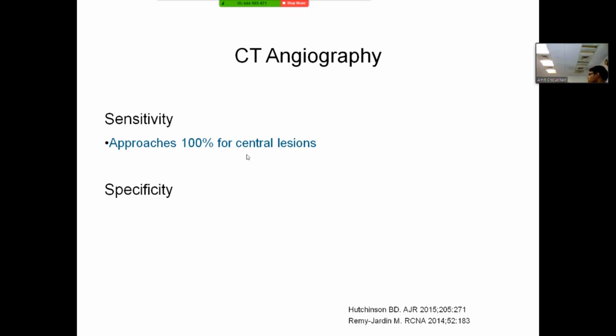So for the central region, we are very good. We are very good in picking up these central areas. In the peripheral, the specificity or sensitivity will drop down. Half of you or me will be able to detect the peripheral thromboemboli.